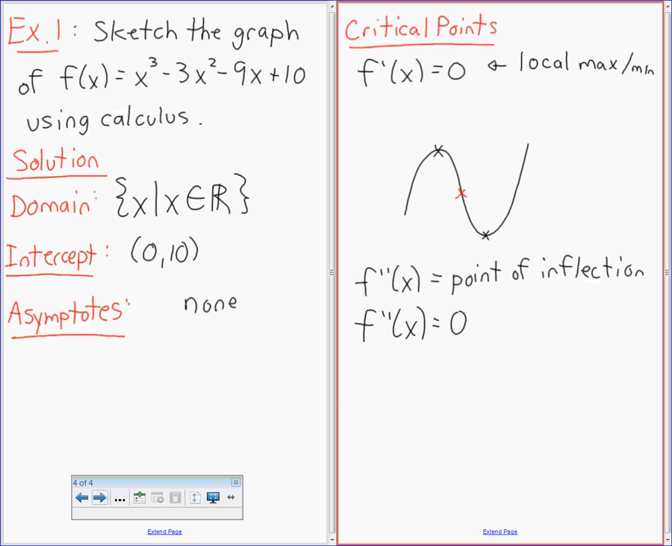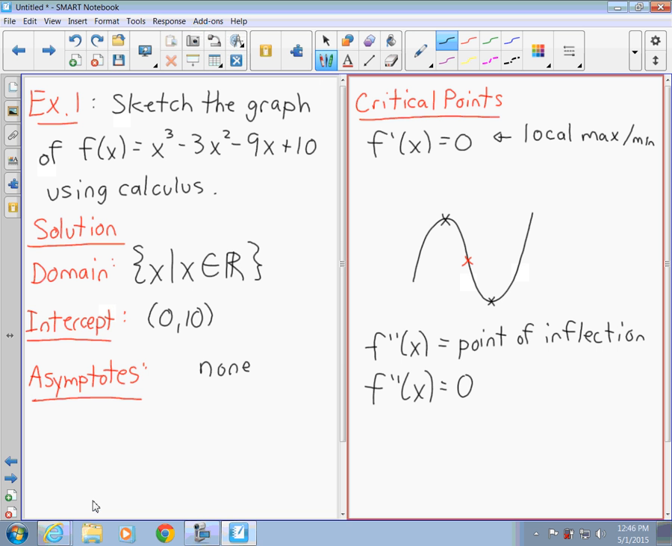So what you'll be solving here is f prime of x equal to 0 and f double prime of x equal to 0. That's what I'd like you to do right now. Find the critical points. We'll do the interval chart here in a sec. So find f prime of x equal to 0, f double prime of x equal to 0, and then go to town.